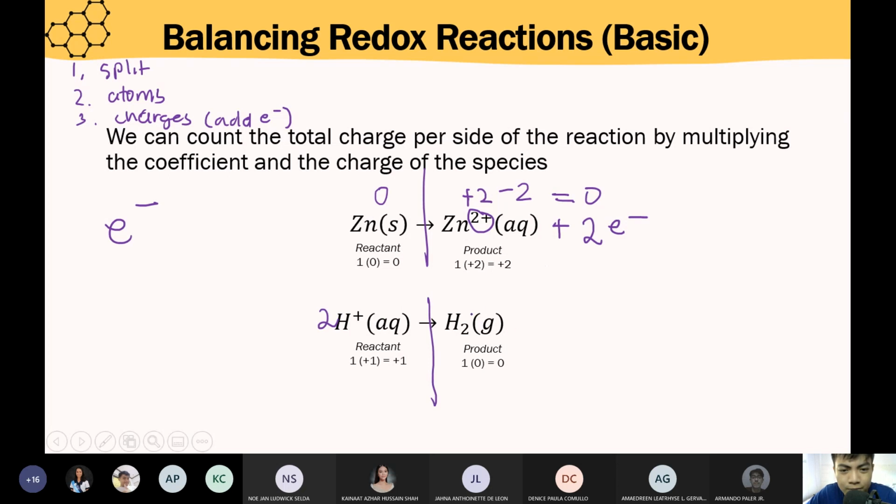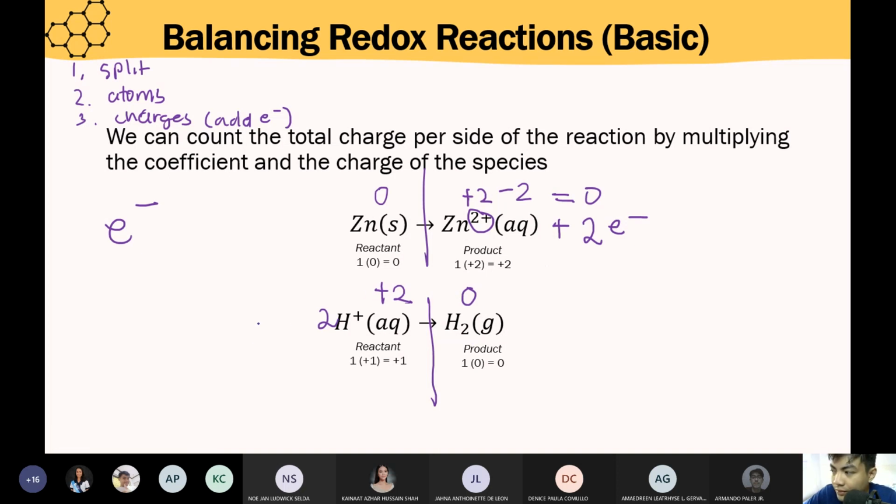H+, H2. Determine the charge. So, katulad ng sinabi ko kanina, yung coefficient, pwede mo siya i-multiply sa charge. Okay? So, meaning, itong 2, pwede mo multiply sa positive 1. So, that means positive 2 dito sa left side. On the right side, so this is elemental state. So, wala siyang charge. 0. Pantay ba yung electrons? Pantay ba yung charge? Hindi. 0 sa right, 2 sa left.